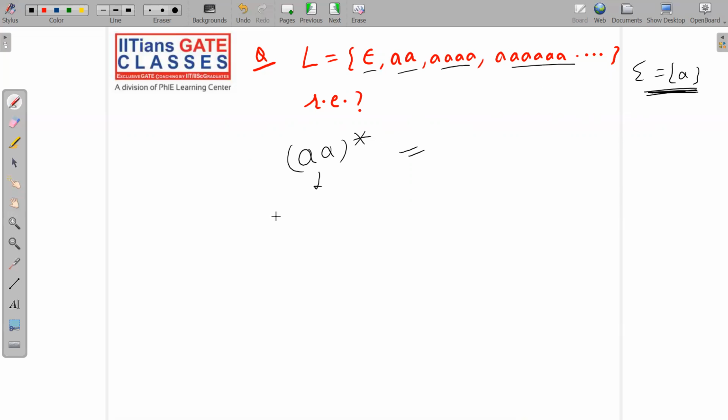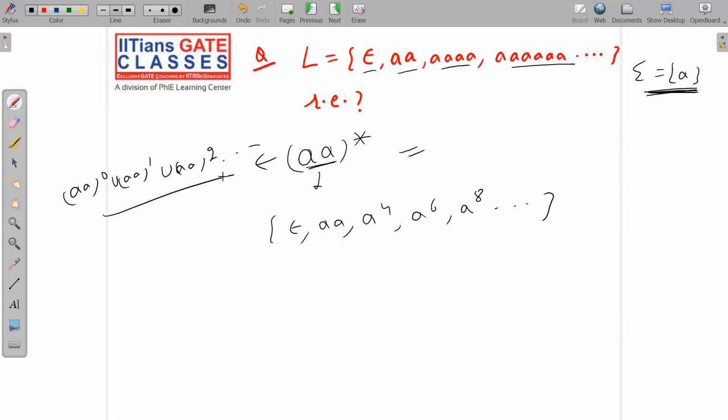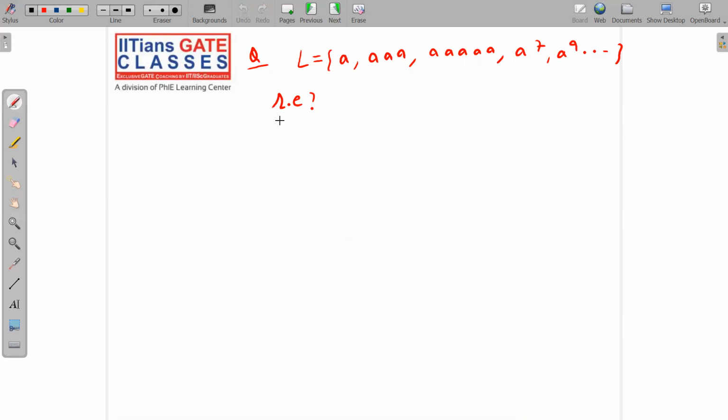So what exactly is this representing? Smallest possible string will be null. Then you will take double A one time, you will get double A. Then 2 times, 4 A's, then 3 times, 6 A's, then 4 times, 8 A's, and so on. If you expand it, you will get double A power 0 union double A power 1 union double A power 2, and so on. Please expand it and try to get your answer. Next, A, triple A, 5 A's, 7 A's, 9 A's, and so on. So odd number of A's.